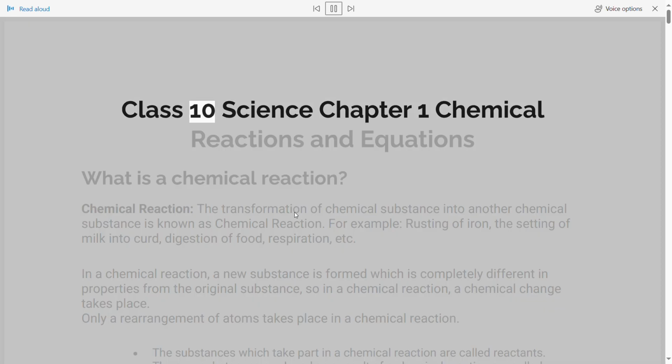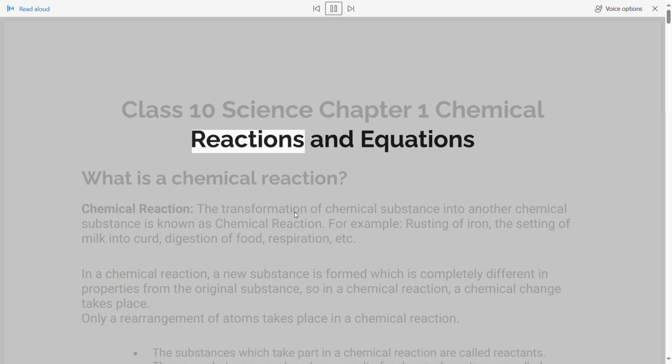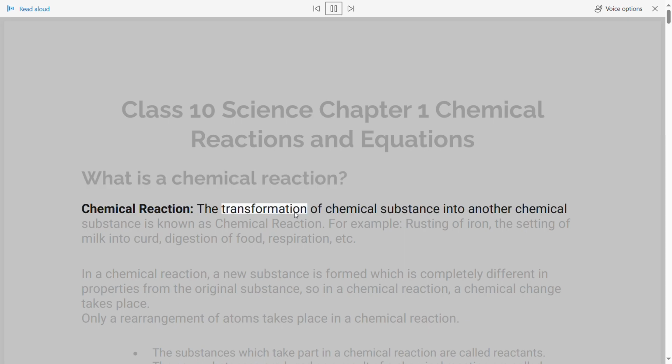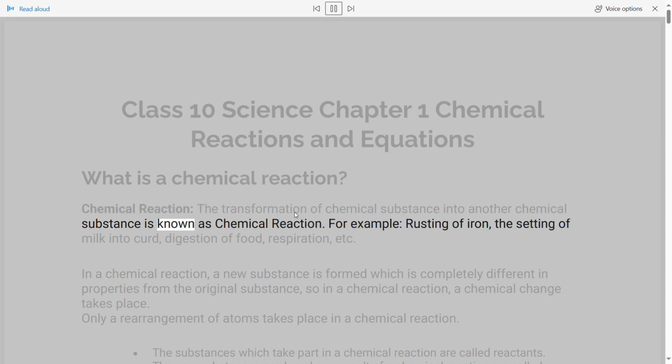Class 10 Science, Chapter 1: Chemical Reactions and Equations. What is a chemical reaction? The transformation of a chemical substance into another chemical substance is known as a chemical reaction. For example, rusting of iron, the setting of milk into curd, digestion of food, respiration, etc.